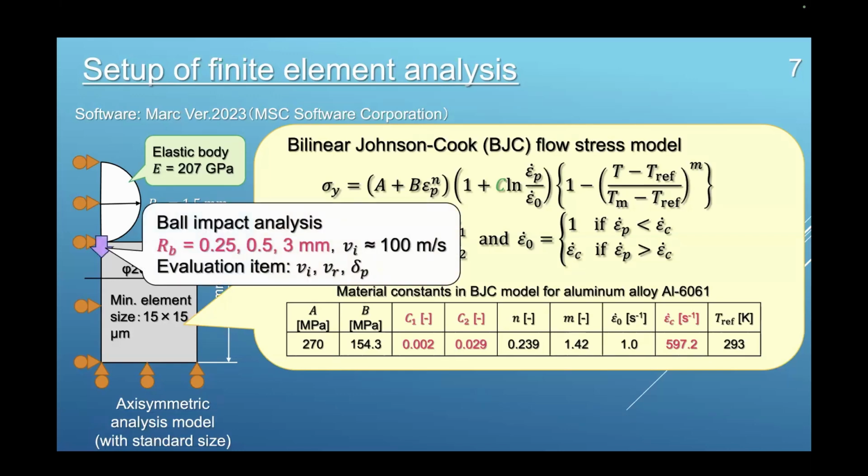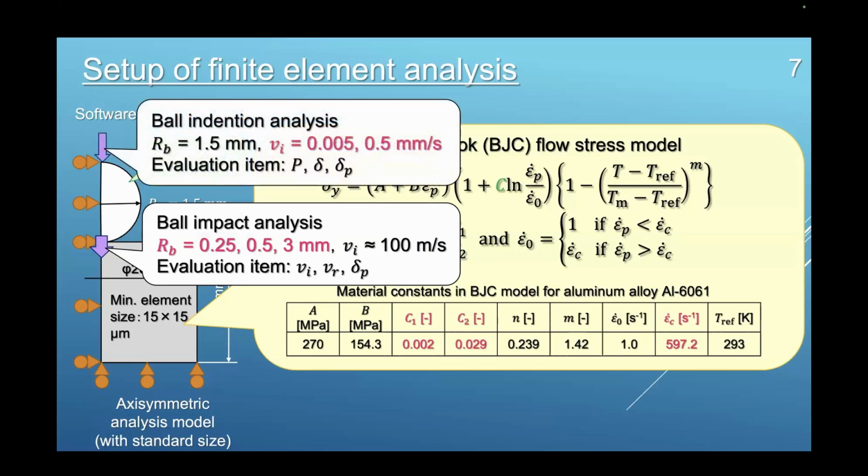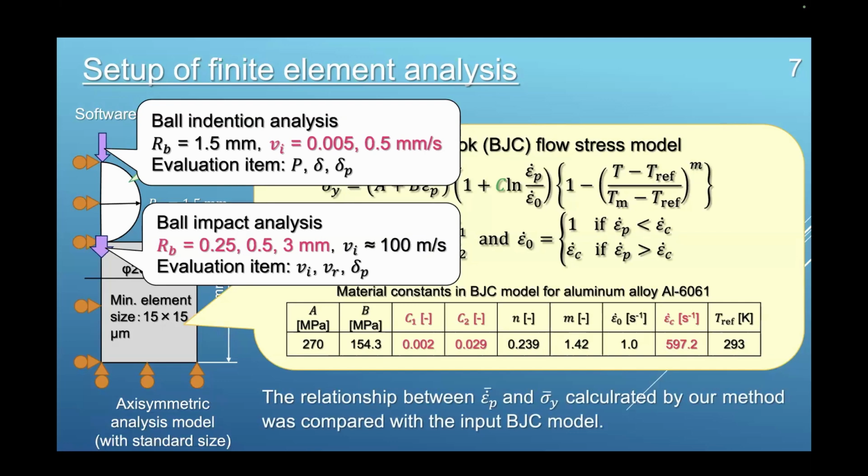In the ball impact analysis, these three ball radii were selected to control strain rates. And in the ball indentation analysis, these two indentation velocities were chosen to control strain rates. And finally, the relationship between the representative strain rate and the average flow stress calculated by our method was compared with the input BJC model.